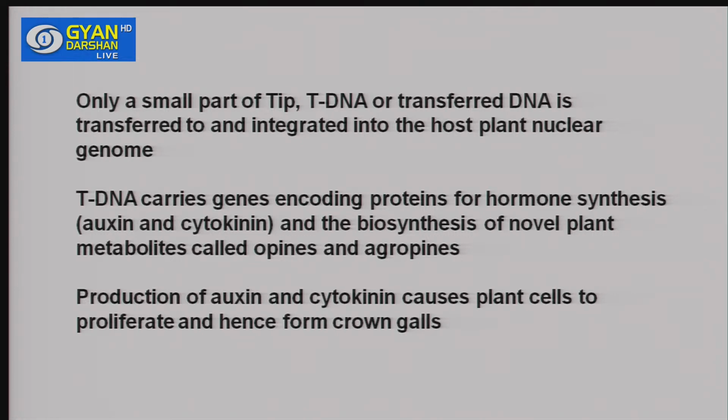Production of auxin and cytokinin causes plant cells to proliferate and hence form crown galls. As I told you, if there is an imbalance between the auxin and cytokinin, there will be an abnormality. If the auxin concentration becomes too high, then there will be profuse root formation, and if the cytokinin level is too high as compared to auxin, then there will be crown gall formation. Both are kinds of oncogenic effect, and therefore a proper balance between cytokinin and auxin is necessary, and that is why they are known as the oncogenes.